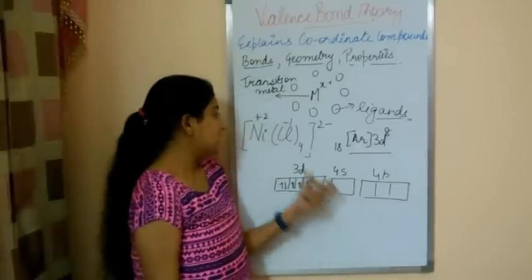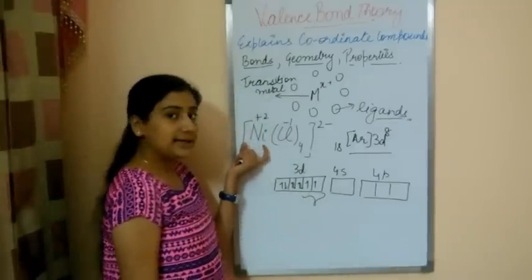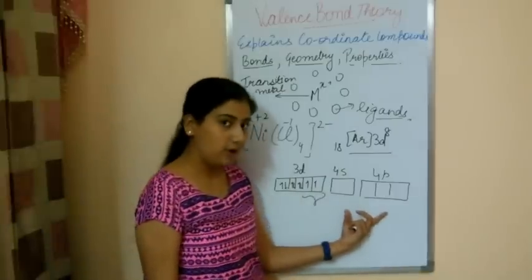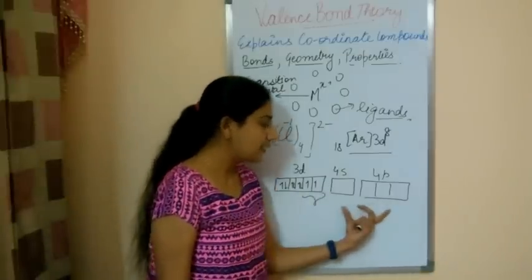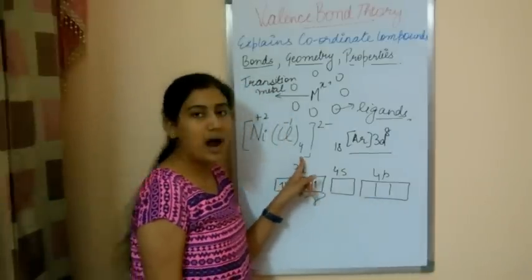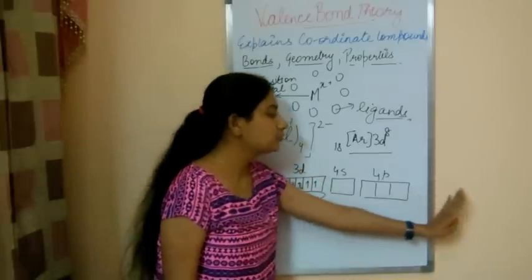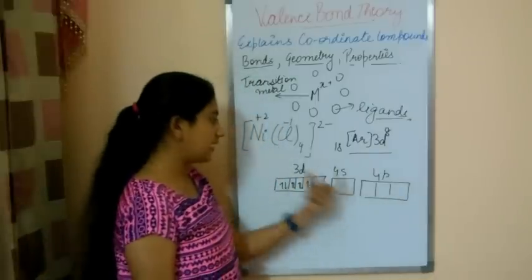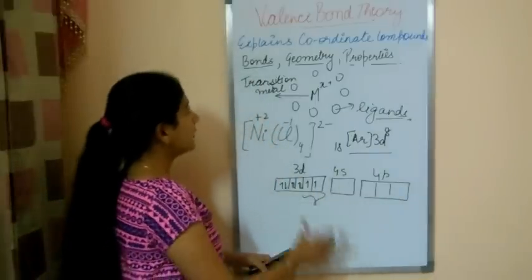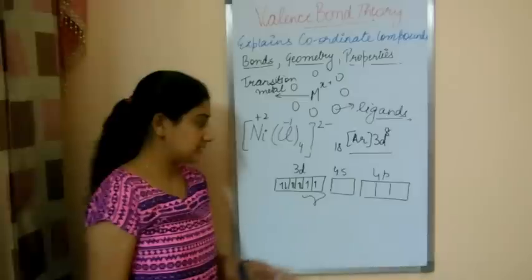Now we can see that yes, in this compound, nickel contains empty orbitals. I have made 4 empty orbitals because here 4 ligands are present. So if I have 6, then I'll show you the 6 empty orbitals. So here I have taken 4. Now what does valence bond theory say next?